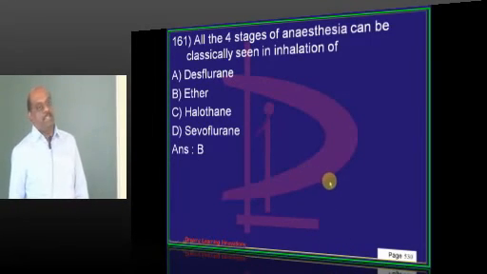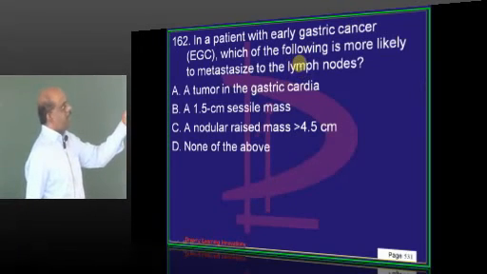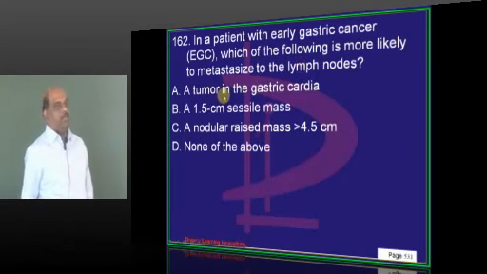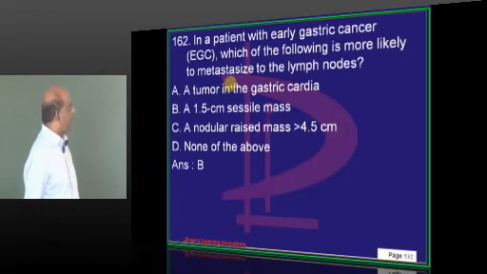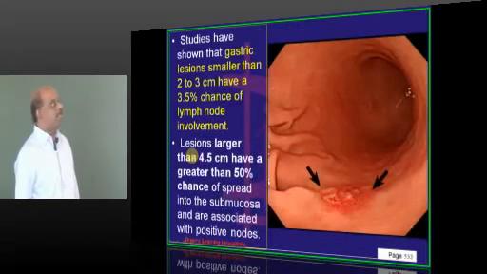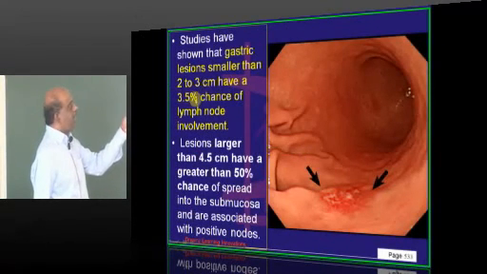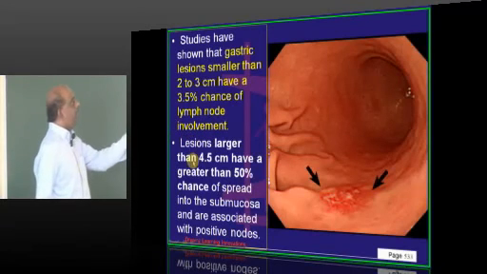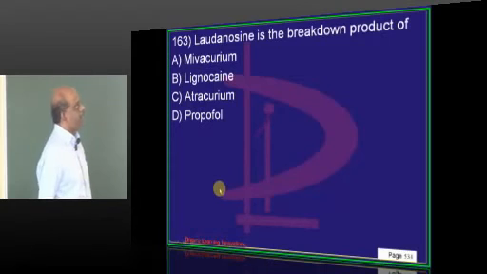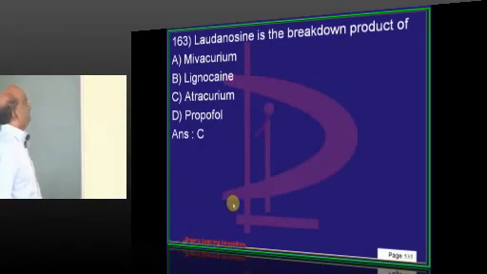You can see the Goodell staging. Early gastric cancer. Sessile are more malignant than. How will you predict metastasis? A sessile mass, if it is smaller than 2 to 3 centimeters, has a 3.5% chance of lymph node involvement. If larger than 4.5 centimeters, greater than 50% chance of spread. Laudanosine is formed by the breakdown of atracurium.